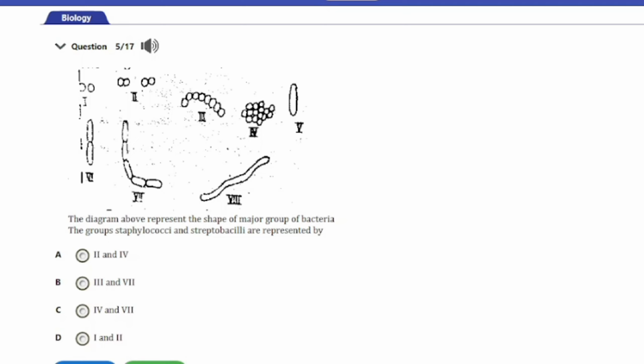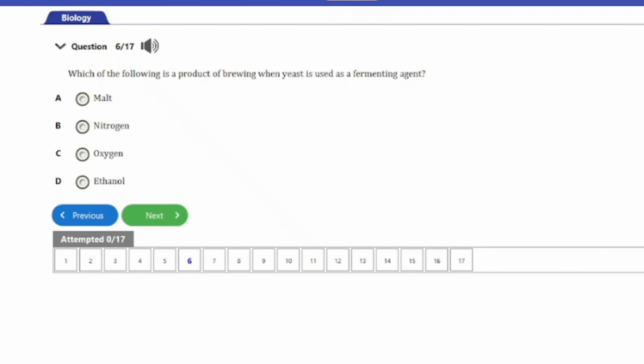Let's go ahead and consider the next question. That's question number 6. It says, which of the following is a product of brewing when yeast is used as a fermentation agent? We have A. Malt, B. Nitrogen, C. Oxygen, D. Ethanol. So the answer to this question is option D, and that's ethanol. Remember that this is a fermentation process, so ethanol is the answer, option D.